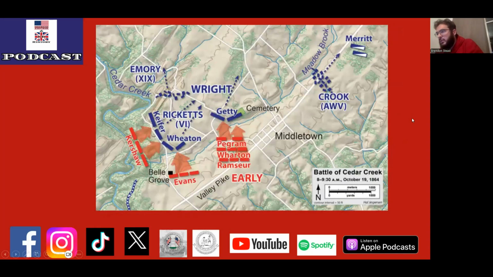Early met Gordon on the east side of the Valley Pike, near the road that leads to the Belle Grove, where he finds out what's going on. He's like, just keep pushing on, keep attacking the Union Army, and he notes that the Sixth Corps under Ricketts was on the ridge west of Middletown. They know that that position is a strong one, and they know that Wharton's been driven back.